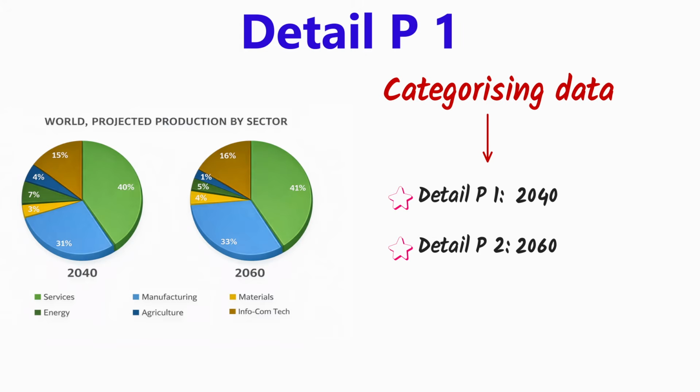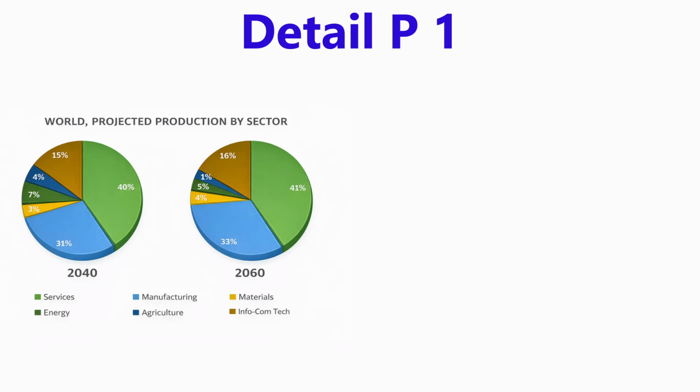I'm going to write about 2040 in my first detailed paragraph, and 2060 will be in the next detailed paragraph, okay? So let's start by writing about 2040, the year 2040. Now, this paragraph is going to be about this year, so I start by writing in 2040, comma.